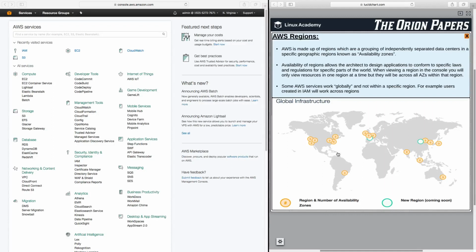If we take a look at the United States, there's currently 1, 2, 3, 4, 5, and I believe this one up here is up in Canada, as well as some over in Europe, over in Asia, India, Australia, and in South America.